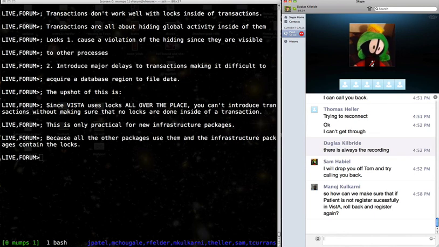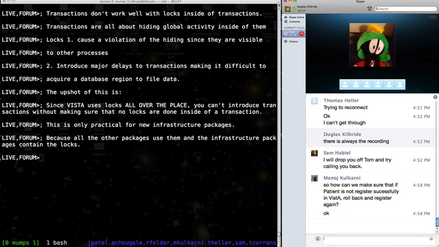All right. So how can we make sure that if a patient is not registered successfully in VistA, we roll back and register again? You actually do not have that option. You're going to have to imitate a rollback. To imitate a rollback, you can delete the data and try to file it again. So that's what you're going to have to do. That was a question from Manoj, by the way, if those didn't see it.